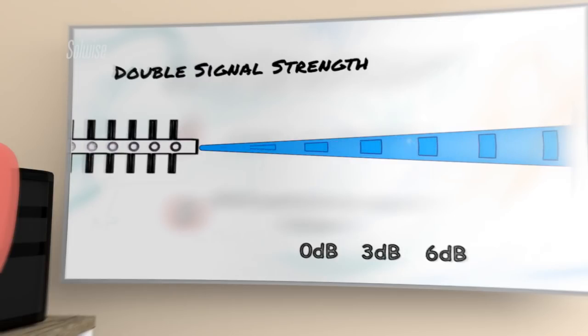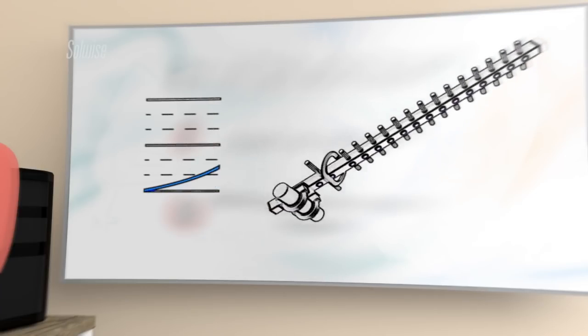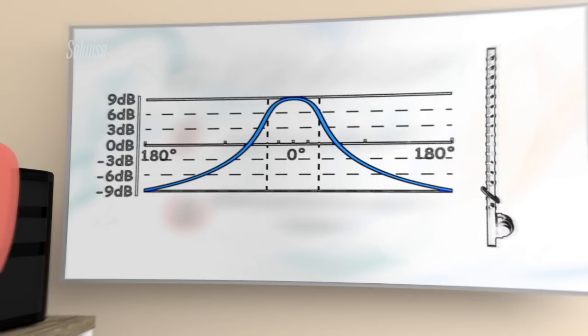But how can we describe the pattern of the beam? There are two ways to describe the radiation pattern. If we draw a graph of signal strength against direction, we get something like this. Directly ahead, which we'll think of as 0 degrees, we have a gain of 9 decibels. To the sides and behind, we have effectively no signal at all. We've drawn this as minus 9 decibels.